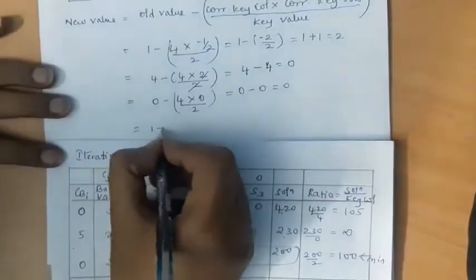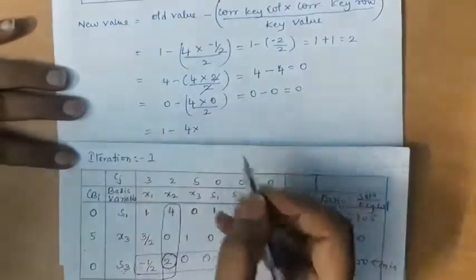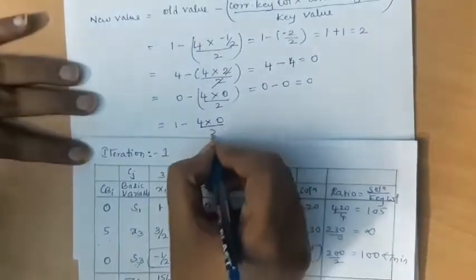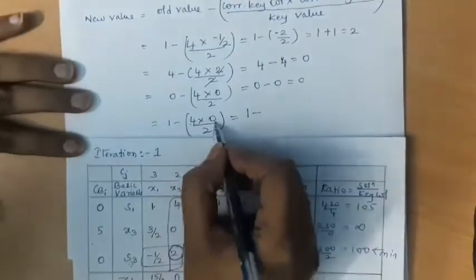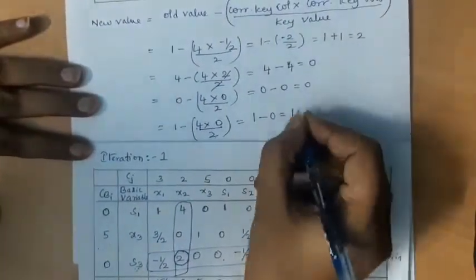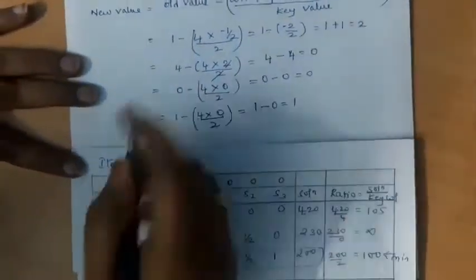Next old value is 1. So write down here 1 minus the corresponding key column value, which will be 4, into the key row value. For 1 it is 0. The key value is 2. So that is equal to 1 minus 4 into 0, 0, 0 divided by 2 is 0. So 1 minus 0 is 1. So assign 1.